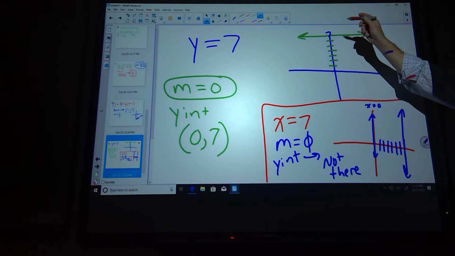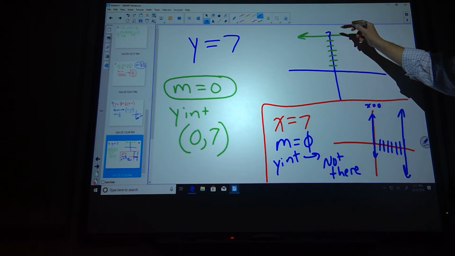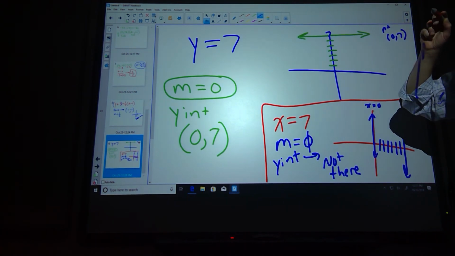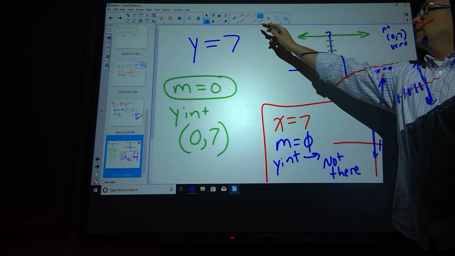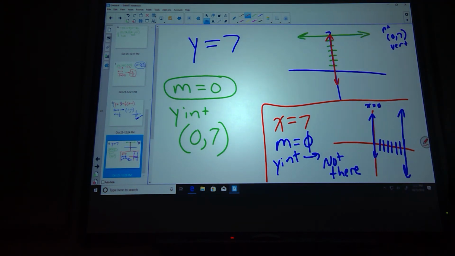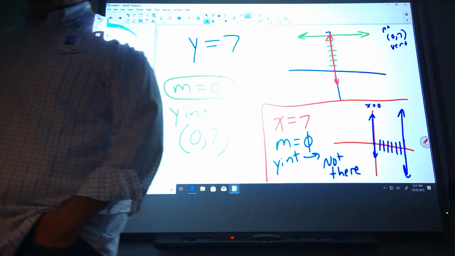Do you want it to go green or blue? Blue. So if I said the point (0, 7) is the point that we're starting with, give me a vertical line, that would be right here. That's what it would look like. Does that make sense? I think I answered your question, I hope. All right, we feeling good so far on D?